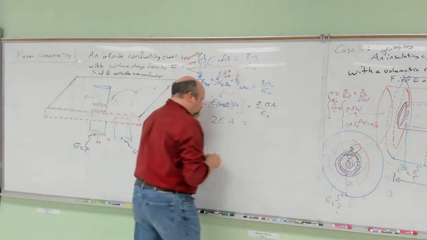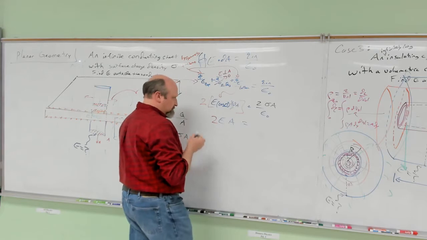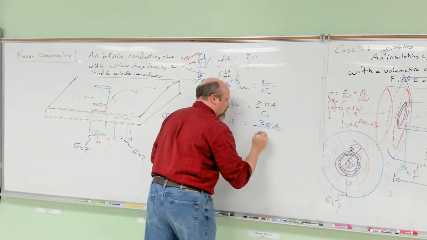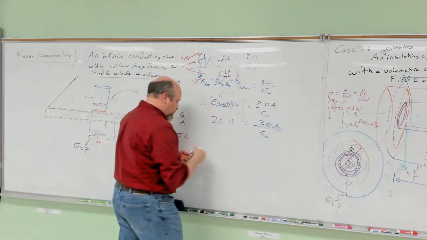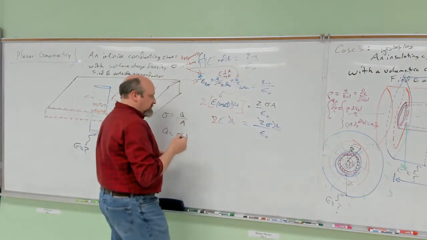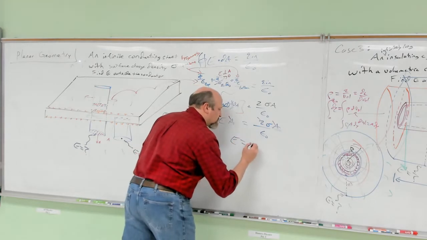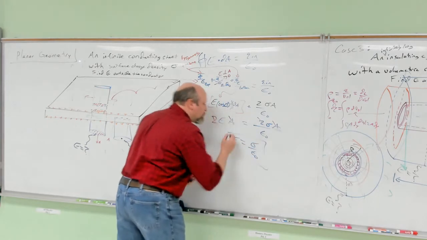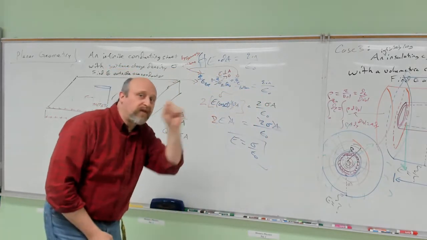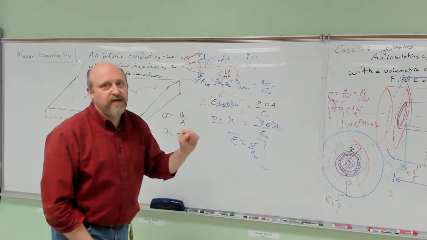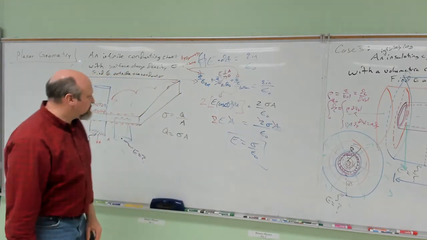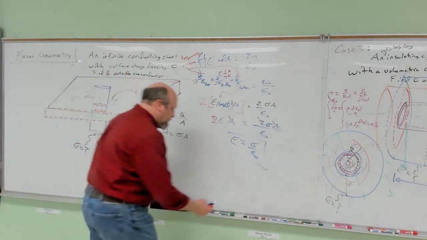Okay, so what's going to happen then? Well, good things, right? 2 sigma A over epsilon naught. And so the 2 and the 2 are going to cancel, and the A and the A are going to cancel. What I'm left with is just that E is sigma over epsilon naught. You may recall us talking before about the list of things to know about conductors in electrostatic equilibrium. One of them was that the field at the surface of a conductor in equilibrium is sigma over epsilon naught. And there it is. Now hang on a second. We'll talk more about that in a minute.